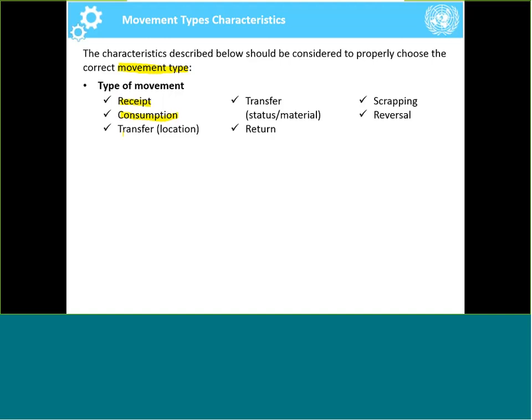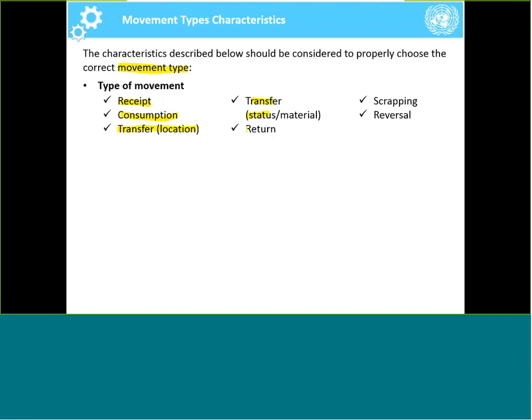There are also other movement types to transfer, right? Items from one storage location to the other, what we call transfer between locations. There are other movement types that are used to transfer items between statuses. Okay, for example, between blocked to unrestricted, this is what we call transfer between status, or even there are movement types to transfer from one material to another material. Okay, so this is what we call transfer between materials.